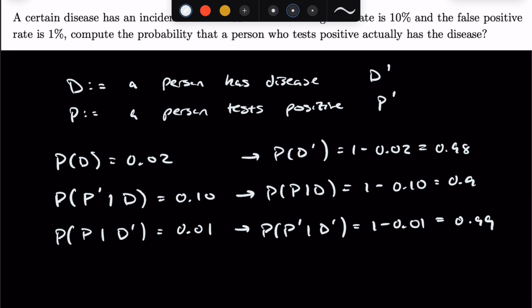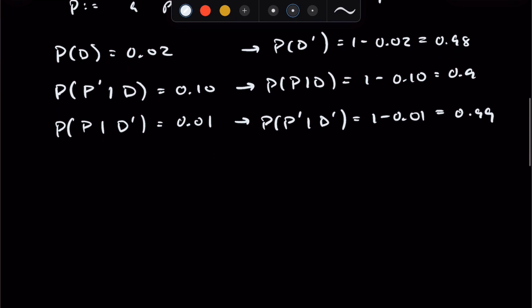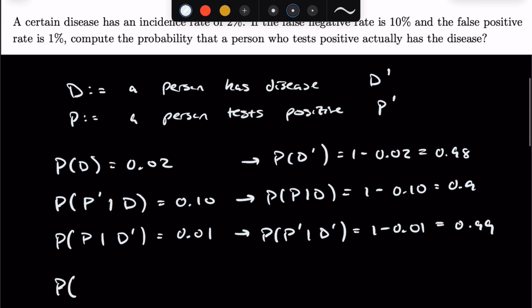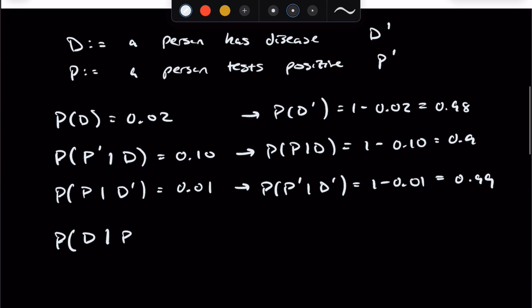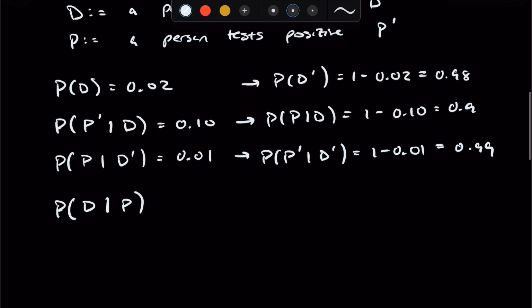Just to recap, this problem is asking us to compute the probability that a person who tests positive actually has the disease. So what is the probability that they have the disease, D, given that they test positive? That would be the expression we are asked to compute, translated to the notation we've derived above. We can start with Bayes' rule. When you see conditional probability, think of Bayes' rule.